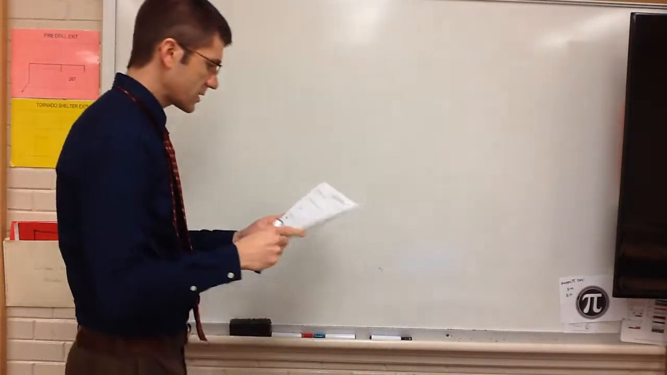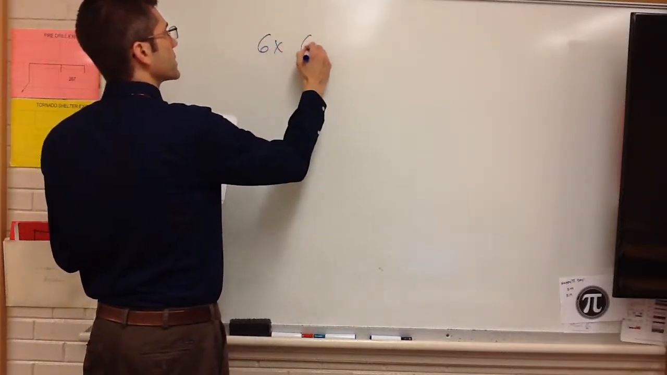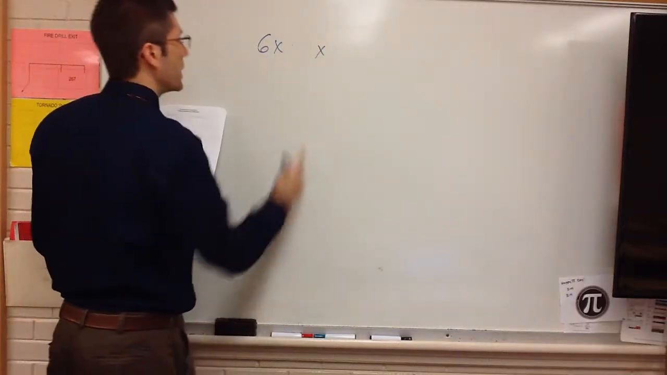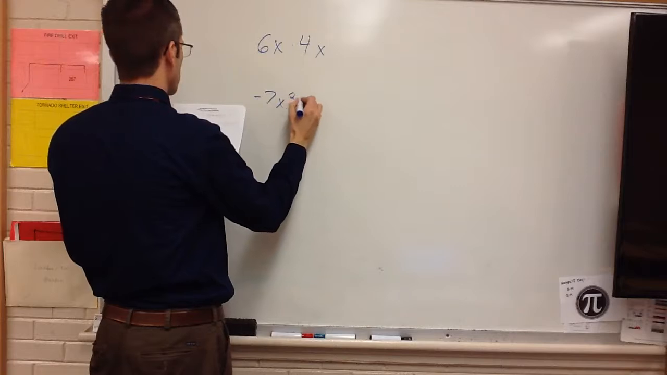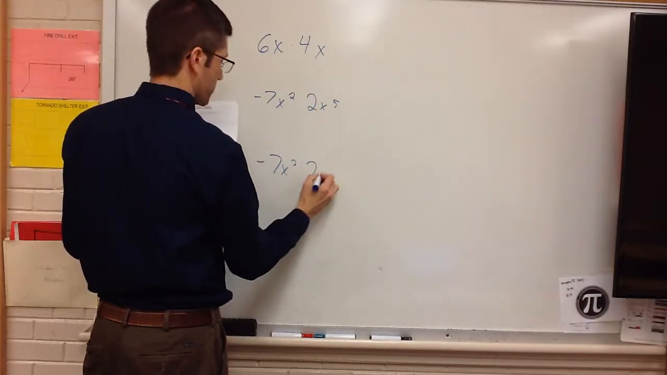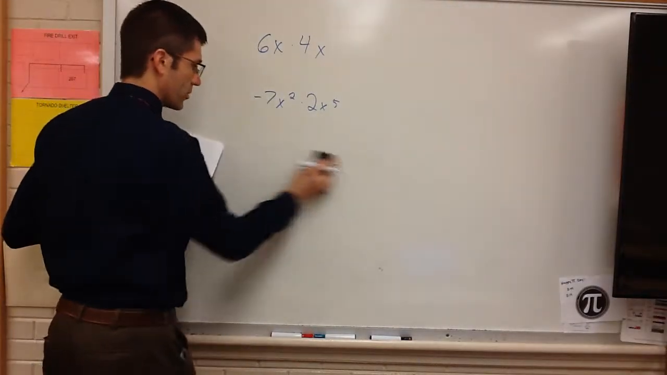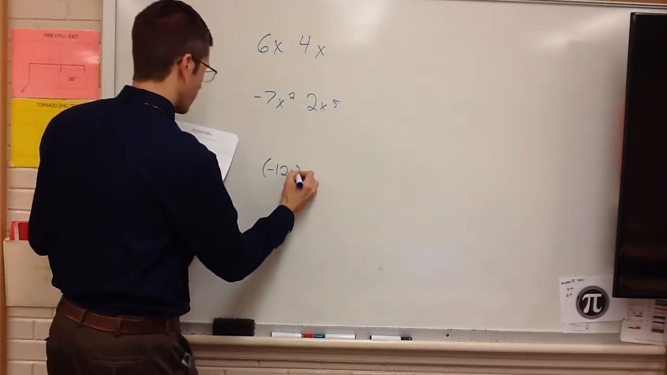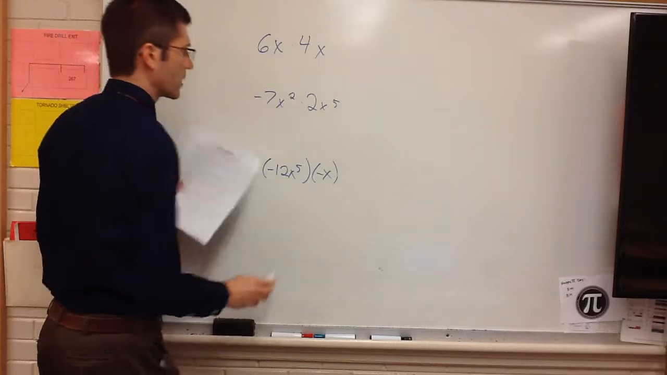So we have 6x times 4x, and you might already know the answer to that. If you do, that's fantastic. I'm going to go ahead and put all the examples. Negative 7x squared times 2x to the 5th. Negative 12x to the 5th times negative x. And then we get into some other stuff.